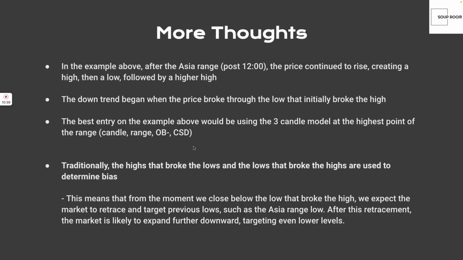Traditionally, the highs that broke the lows and the lows that broke the highs are used to determine the bias. There's a reason why that is in bold. This means that from the moment we close below the low that broke the high, we expect the market to retrace and target previous lows, such as the Asian range low. After this retracement, the market is likely to expand further downwards, targeting even lower levels.